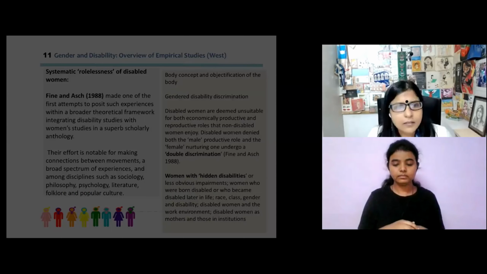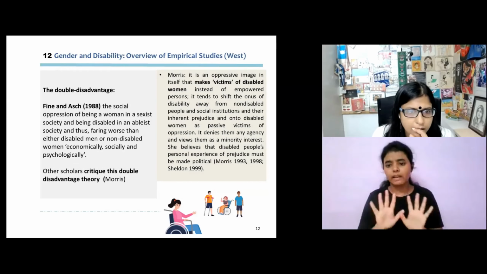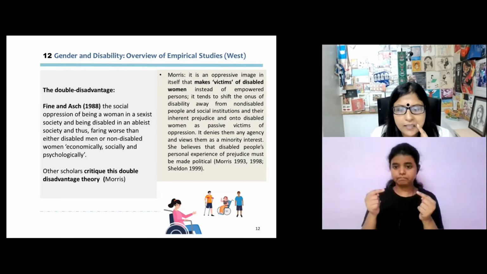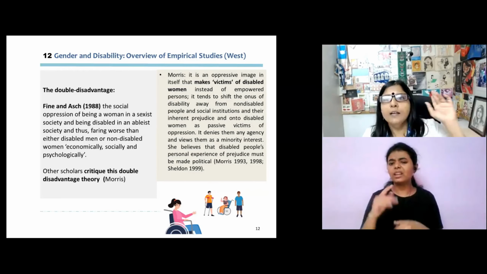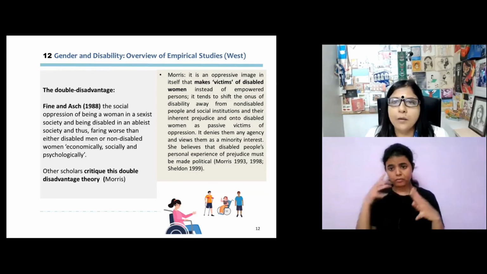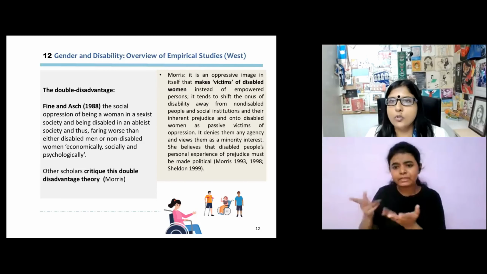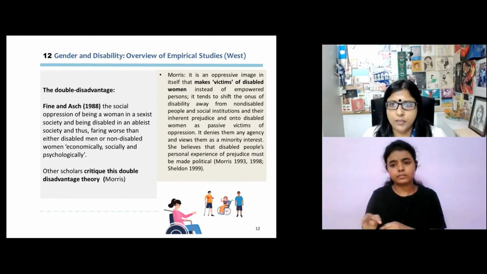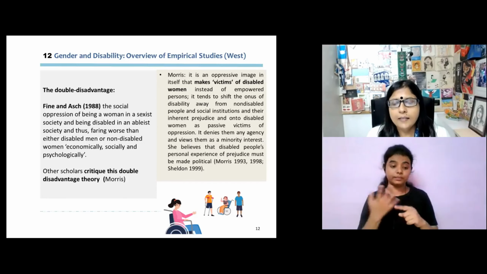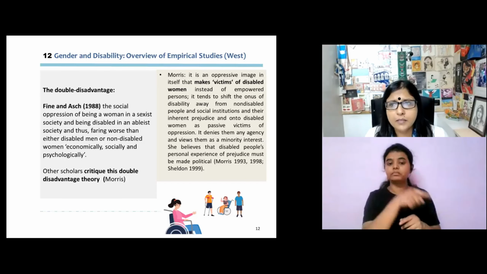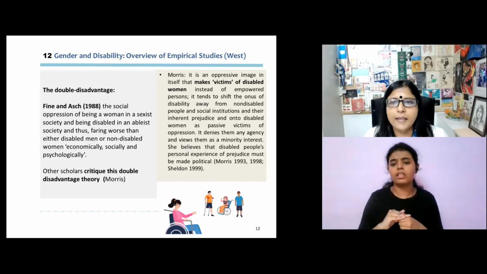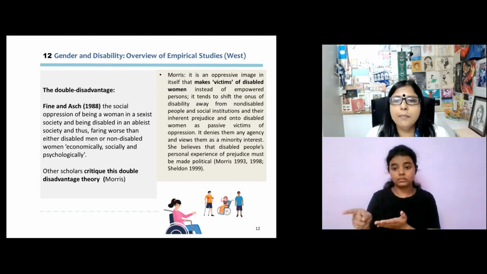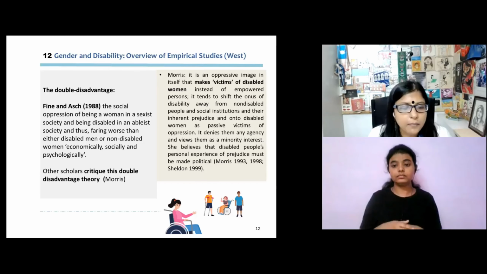But there are other scholars who came along after Fine and Ash, like Morris, who critiqued this double disadvantage theory on the grounds that it is an oppressive image in itself that makes victims of disabled women instead of empowered persons. And Morris said that it tends to shift the onus of disability away from non-disabled people and social institutions and their inherent prejudice. And instead, it made passive victims of oppression of disabled women. It denied them any agency and views them as a minority interest. So she says that disabled people's personal experience of prejudice must be made political.